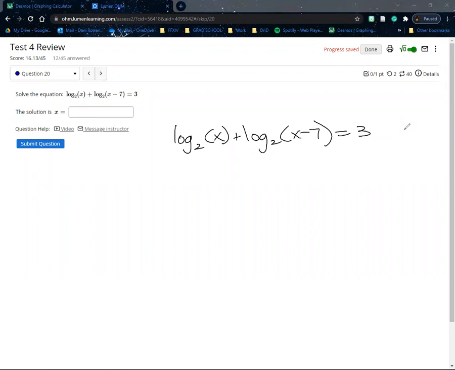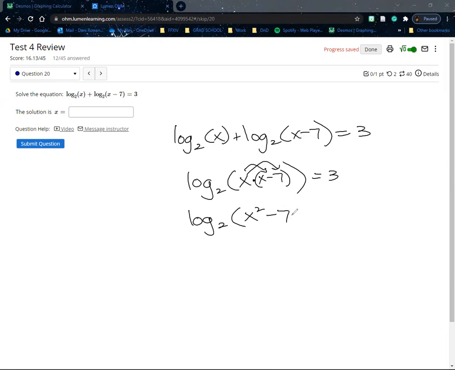When we have an addition like this, how do we combine them? Multiplication. Yay, you got it, Jalen. So this is log base 2 of x times x minus 7 equals 3. So we could distribute that, and I'm going to go ahead and do that just because it'll be a little bit easier. So x times x is x squared, and x times negative 7 is negative 7x.